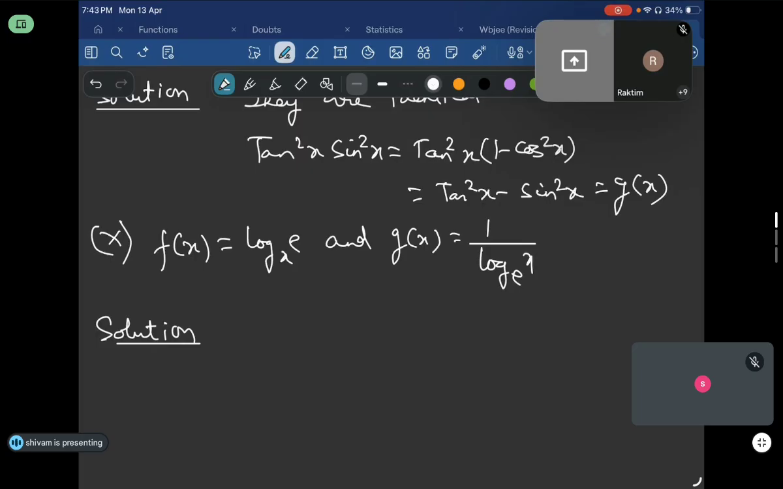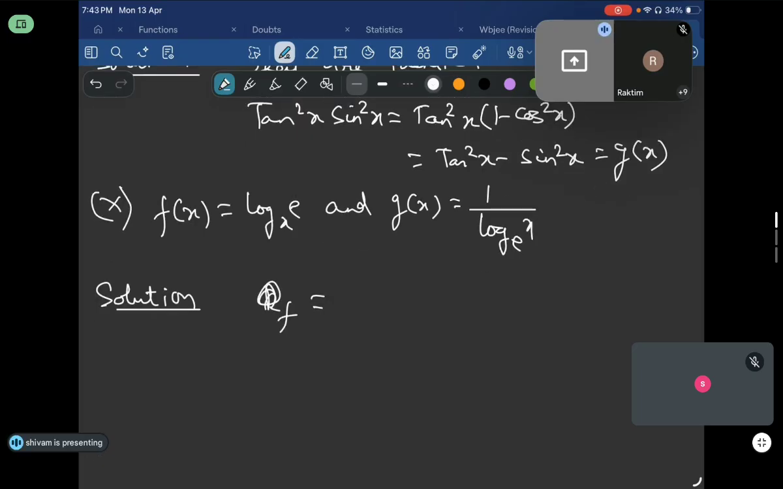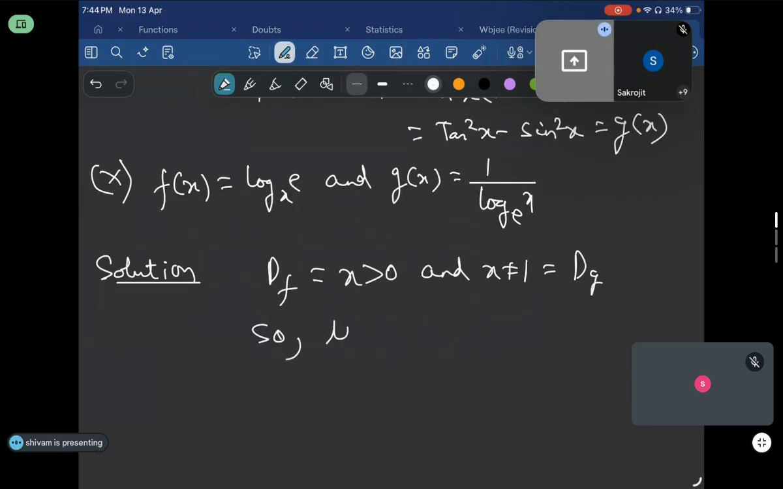Domain is same. Range is also same. The domain will be, first of all, x should be greater than 0 and x cannot be equal to 1. Right. 0 to infinity minus 1. Same thing is the domain of g. And of course their functional value is same. It's just the reciprocal. So they are identical.